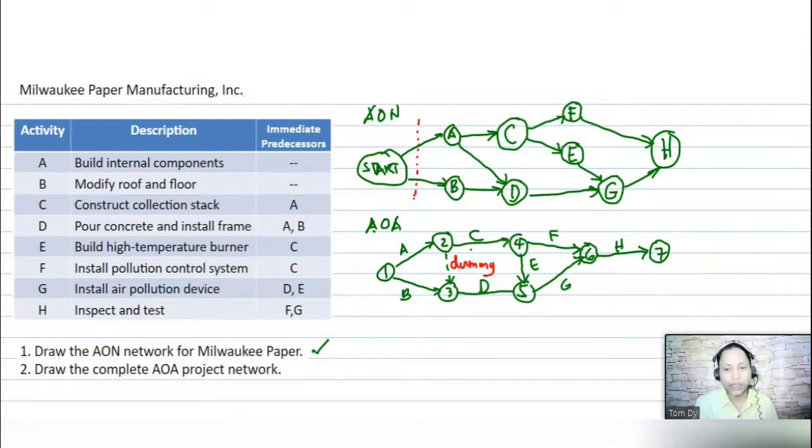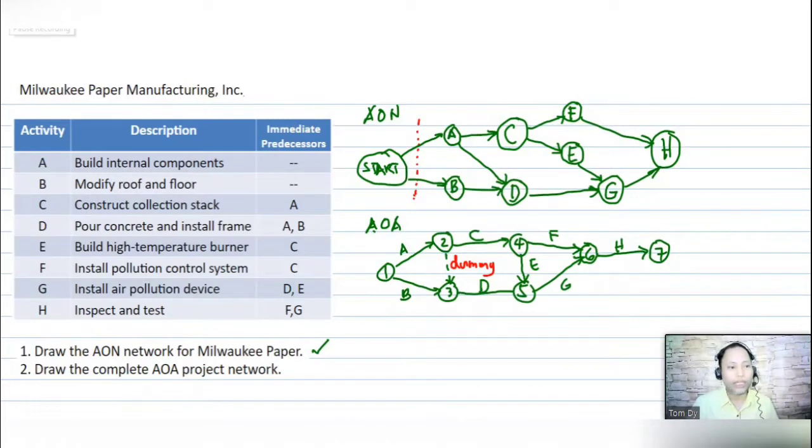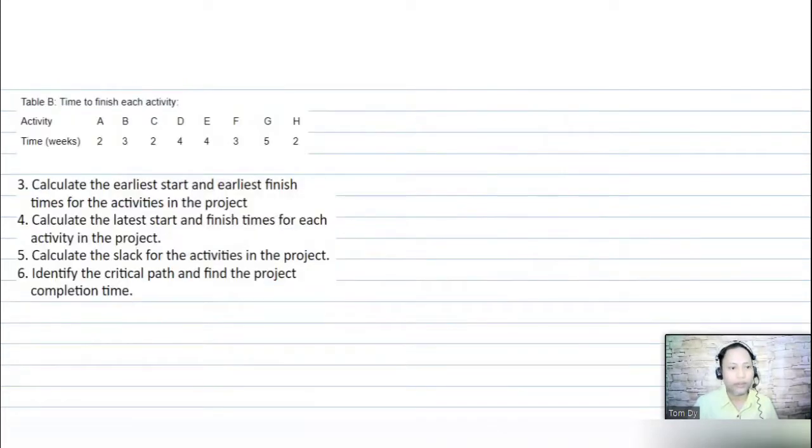Okay, so if you have observed, our AOA is much more complicated when compared to AON. The simplest way to draw your diagram is based on AON. We have this one, AON. Okay, now we will proceed with the next questions.